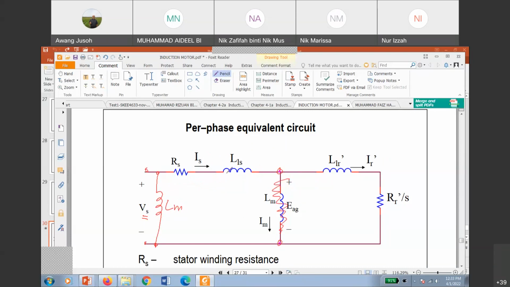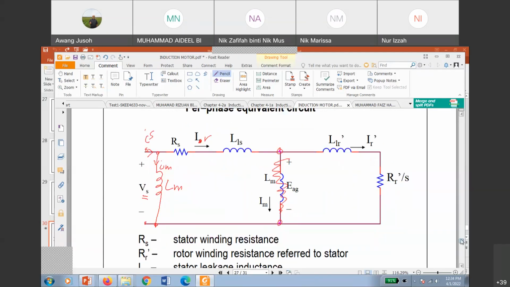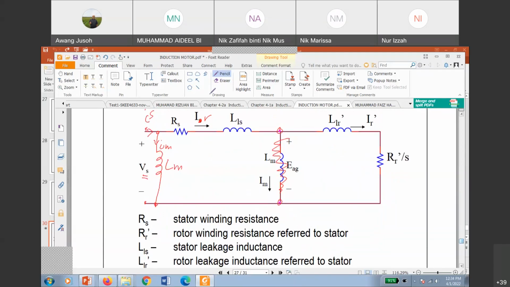Okay, this is called the approximate circuit. This one becomes the stator. This is IM, and this is IS. IS is equal to IR now. IS no longer, this is no more IR. IS, IR become like that. Okay, so based on the approximate circuit, we know what IR is now.